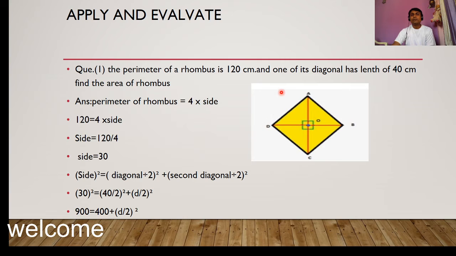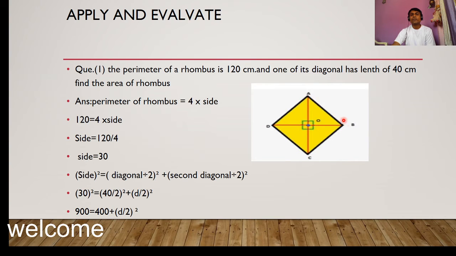The sum of all sides, that's four sides, is 120. That's why the perimeter of a rhombus equals 4 times the side, because all four sides are equal. 120 equals 4 times side, therefore side equals 120 divided by 4, side equals 30. And the diagonals make four right angle triangles, and therefore to find the side of the rhombus, I will take AOB as a right angle triangle.